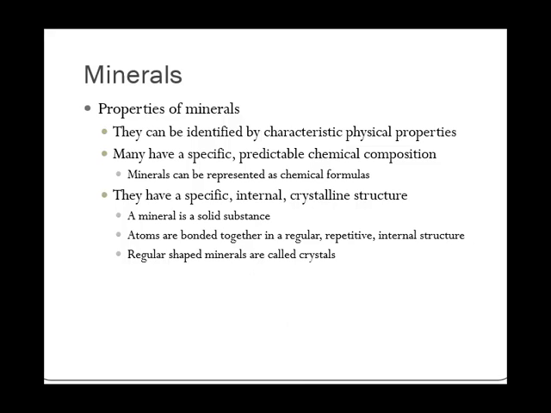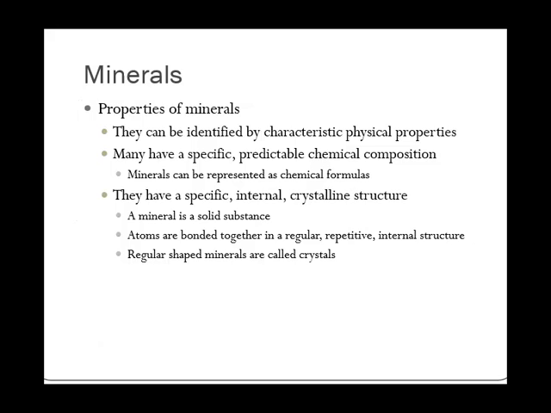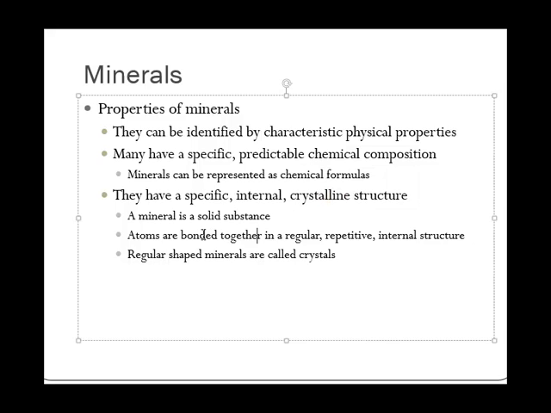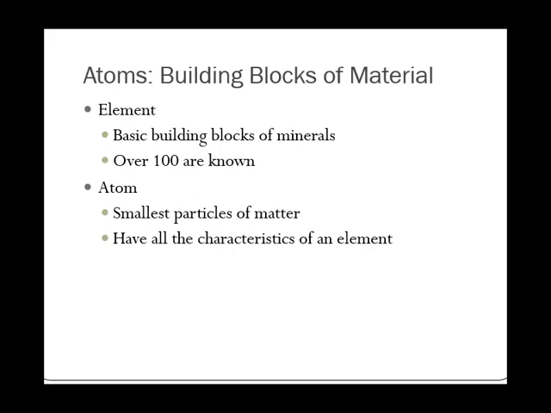A few things that characterize minerals in general is that they have an internal crystalline structure, which means essentially that they're solid and they're consistent throughout. The atoms, which are the basic building blocks of all matter, are bonded together in a regular, repetitive internal structure. And regular shaped minerals, which means minerals that are not jagged all over the place, minerals that are round or square or something like that, are considered crystals.